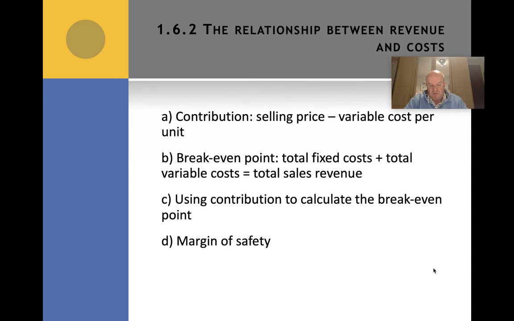We're also going to look at the margin of safety, which basically is the difference between the actual amount of output that you're producing and selling as opposed to the break-even number of units that you need to produce and sell in order to achieve break-even, and that's something again that we'll look at together.